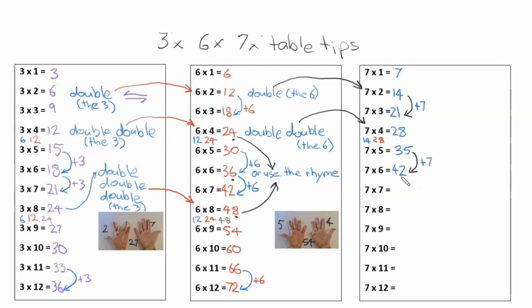And you could probably guess we just add another 7 to 42, and that will give us our 7th group of 7. And 42 plus the 7 gives us 49.